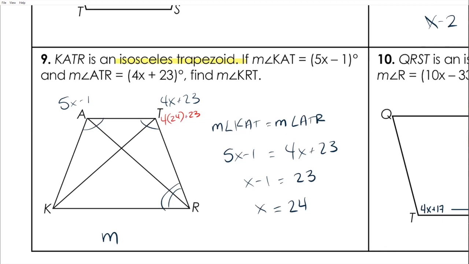And this is where on our quiz, some of us struggled because it was a two-stepper. So we know that this guy's 119. Our trapezoids are still supplementary down the same side. So to find KRT, we're just going to go 180 minus that top angle we found. And we know that our angle is 61 degrees.